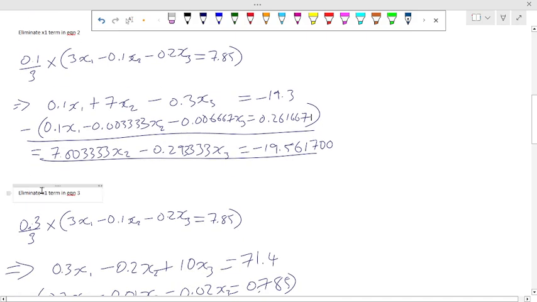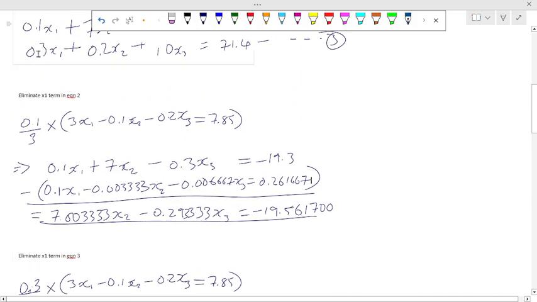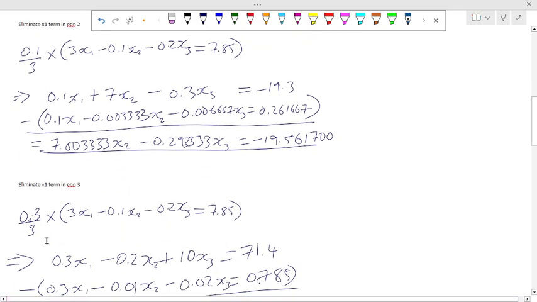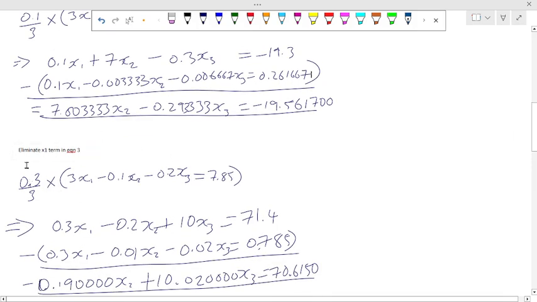Now, we are also going to eliminate the x1 term in equation 3. So we repeat the process. The coefficient in equation 3 is 0.3. The coefficient of x1 in equation 3 divided by the coefficient of x1 in equation 1 multiplied by equation 1 subtracted from where? Equation 3. So this will result in this. And this answer is subtracted from what? Equation 3. You will have this expression. This will be your new equation 3.